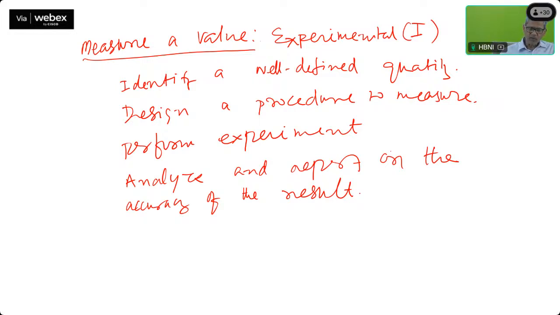Analyze and report on the accuracy of the result. So this is the type of research you do, measuring a single value. These are normally very big experiments. A lot of people participate in this. Then the next type of experiment is measuring a function.